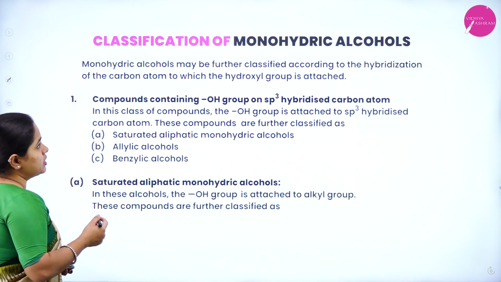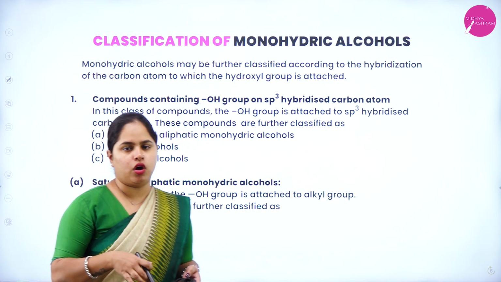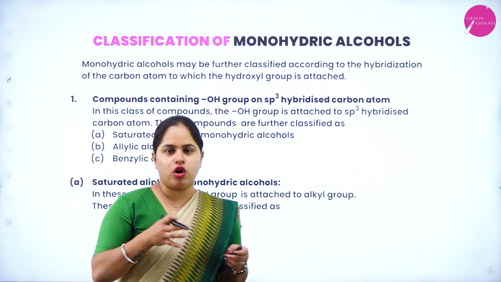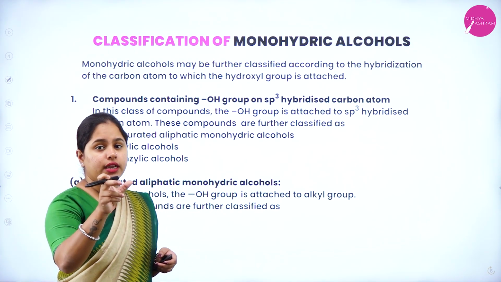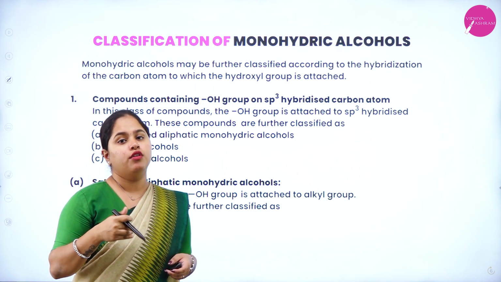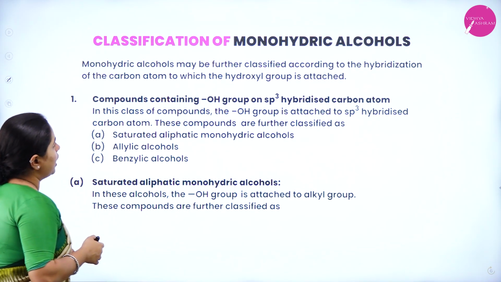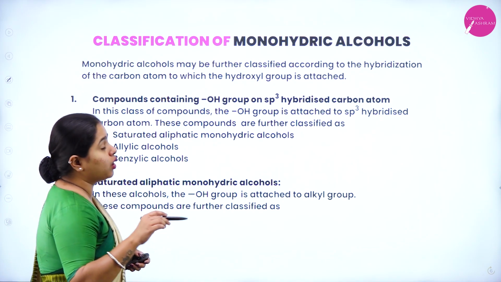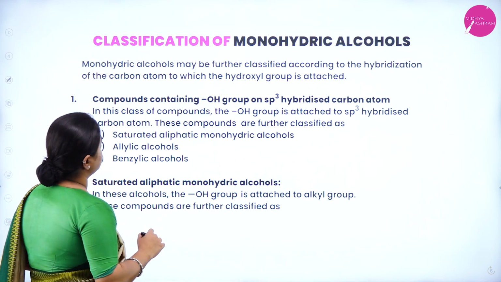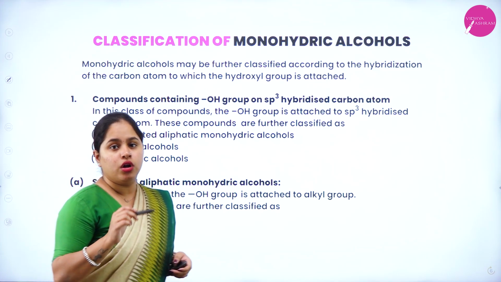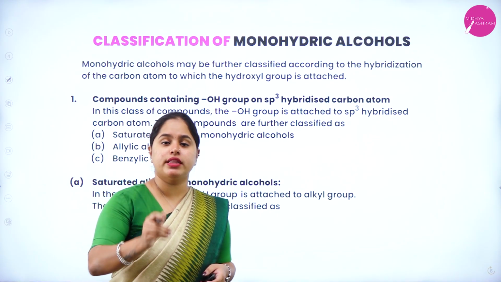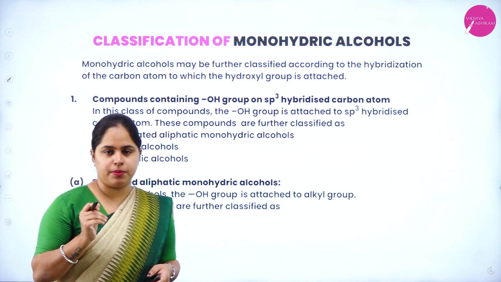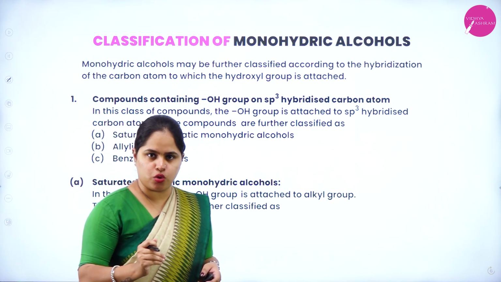Now the next one is classification of monohydric alcohols. In detail we are going to see. We have already studied monohydric, dihydric, trihydric, etc. Now monohydric itself has further classification. Monohydric alcohols can be further classified according to the hybridization of the carbon atom to which the hydroxyl group is attached. So this classification is based on the hybridization of the carbon atom to which the hydroxyl group is attached.